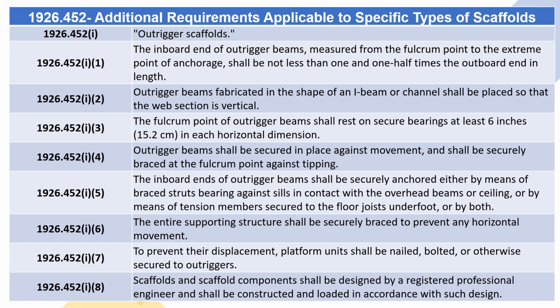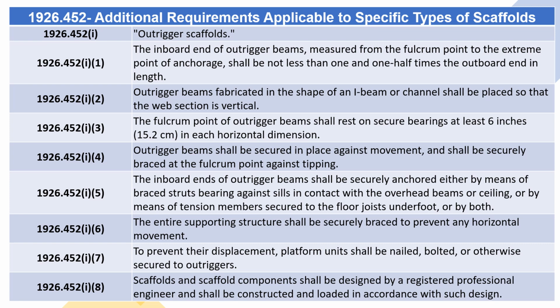1926.452 I. Outrigger scaffolds. 1926.452 I1 through I8. The inboard end of outrigger beams, measured from the fulcrum point to the extreme point of anchorage, shall be not less than 1 1/2 times the outboard end in length. Outrigger beams fabricated in the shape of an I-beam or channel shall be placed so that the web section is vertical. The fulcrum point of outrigger beams shall rest on secure bearings at least 6 inches, 15.2 centimeters, in each horizontal dimension. Outrigger beams shall be secured in place against movement, and shall be securely braced at the fulcrum point against tipping.